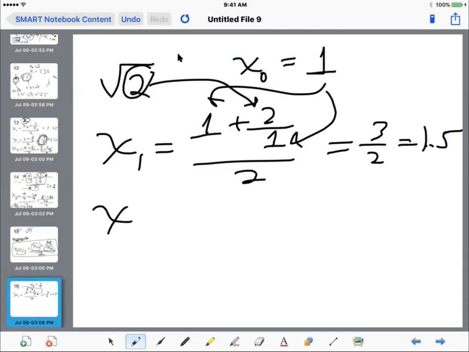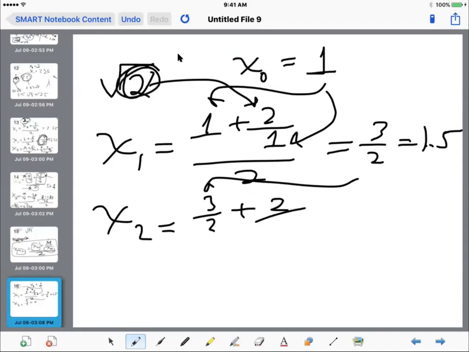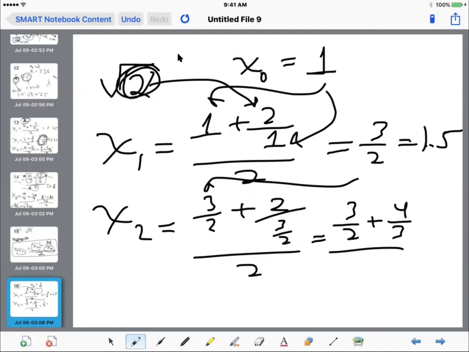Then we can say x2 is 3 over 2, which was this, plus 2, which was that, over 3 over 2, over 2. It becomes 3 over 2 plus 4 over 3 over 2. Common denominator of, something go wrong there? Let me think for a second. That looks okay. Common denominator of 6, and I end up with 3 times 3 is 9, 2 times 4 is 8, 17 over 12.